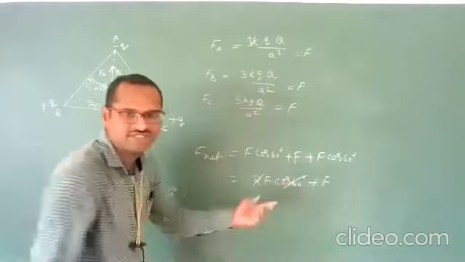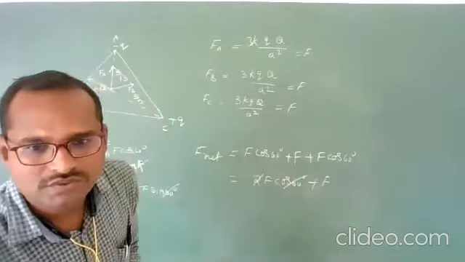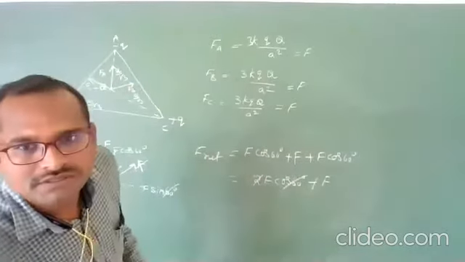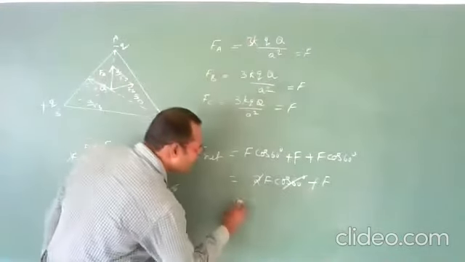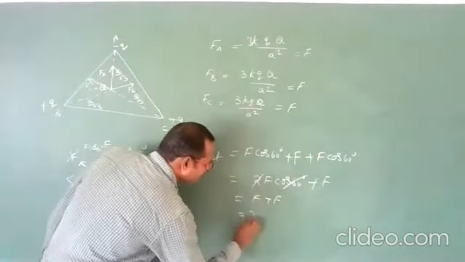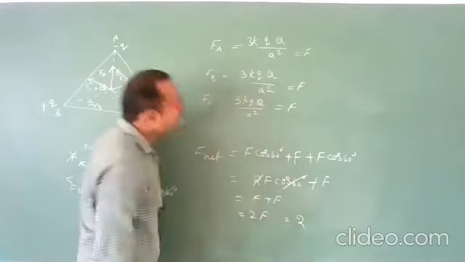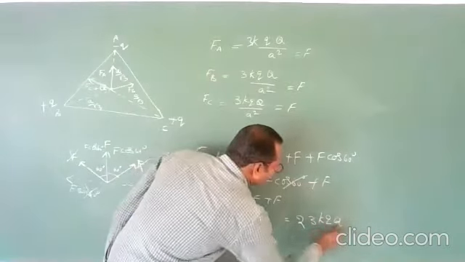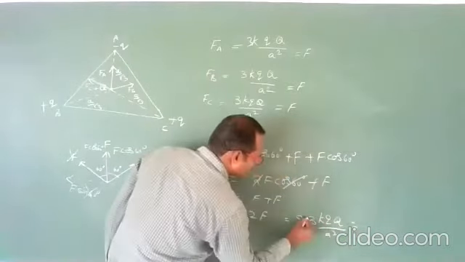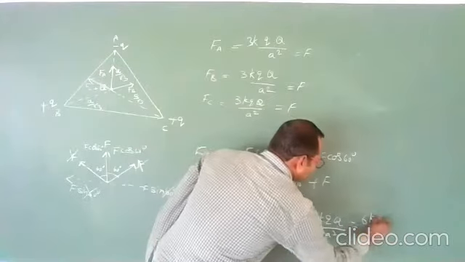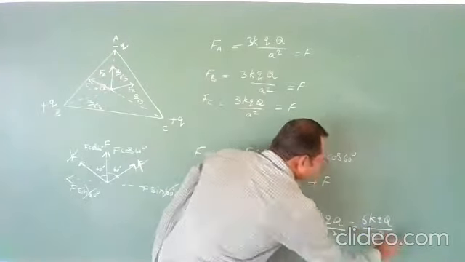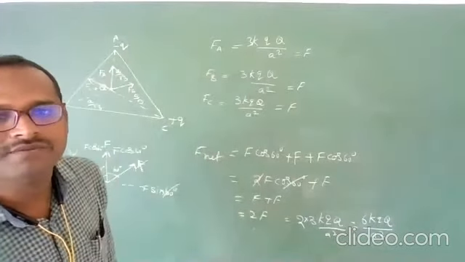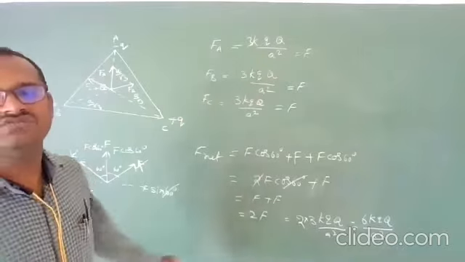Cos 60 is 1 by 2, so the 2 cancels. That's good. Who is sending this answer? Yes, Abhay, good. So it will become F plus F, meaning how much? Not 2F, but what is the F value? F value is any one of these, 3KQq by a square. That is nothing but 3 twos are 6, 6KQq by a square. If you want to substitute the K value, you can substitute K as 1 by 4 pi epsilon naught. This will be the net force.